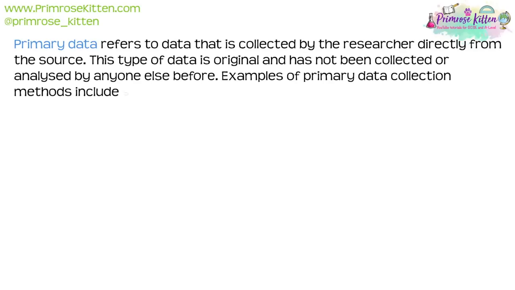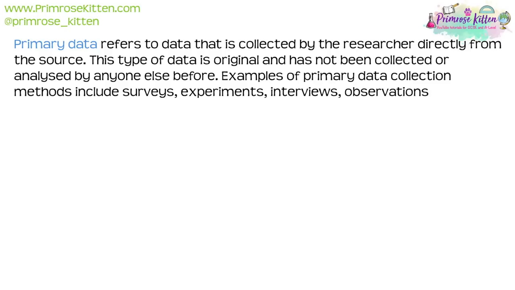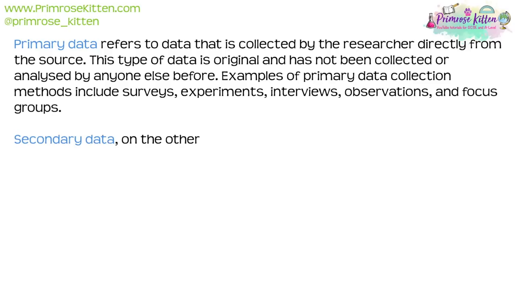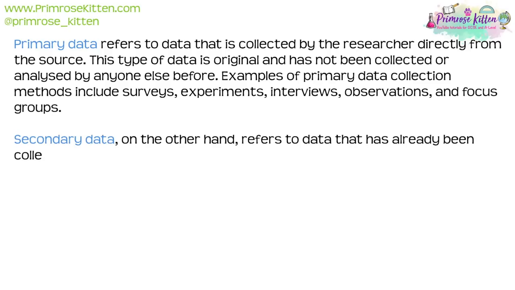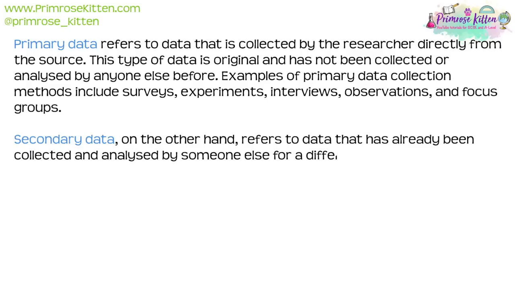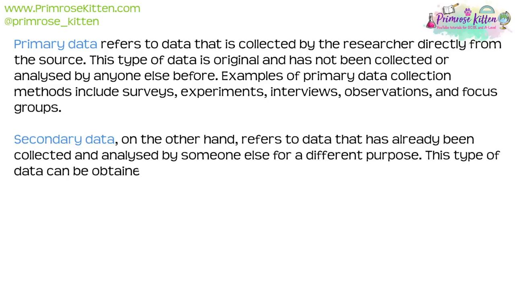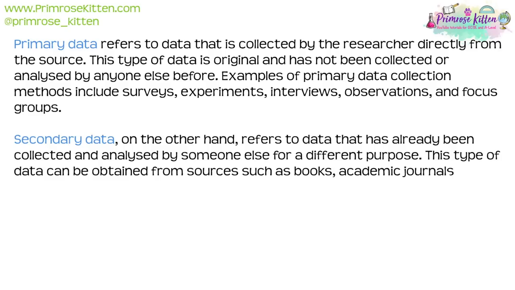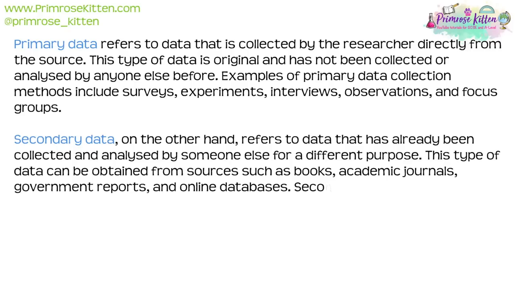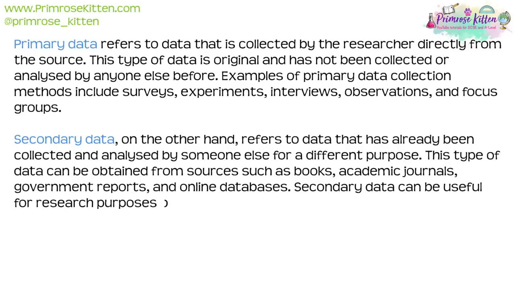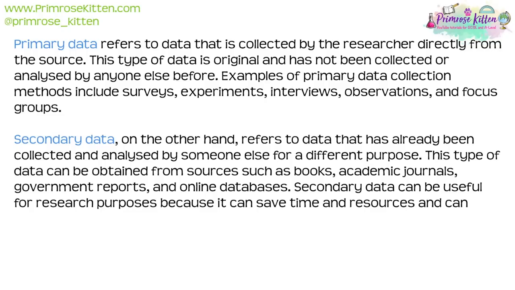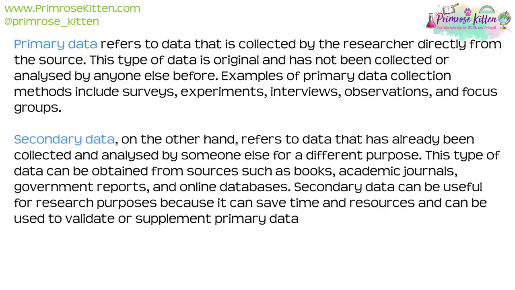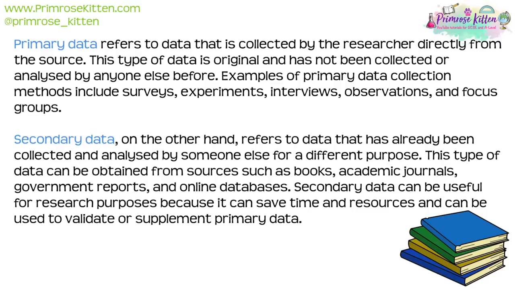Primary data refers to data that is collected by the researcher directly from the source. This type of data is original and has not been collected or analysed by anyone else before. Examples of primary data collection methods include surveys, experiments, interviews, observations, and focus groups. Secondary data, on the other hand, refers to data that has already been collected and analysed by someone else for a different purpose. This type of data can be obtained from sources such as books, academic journals, government reports, and online databases. Secondary data can be useful for research purposes because it can save time and resources and can be used to validate or supplement primary data.